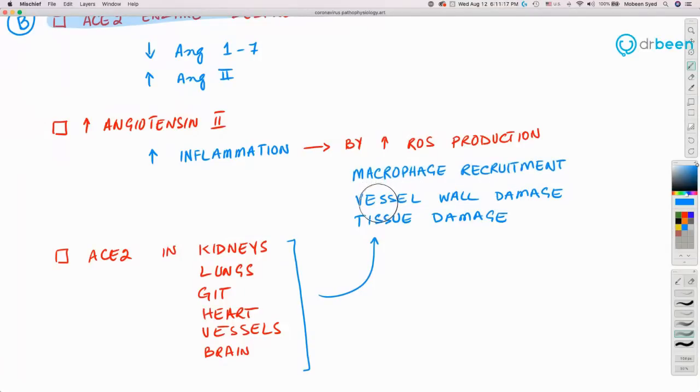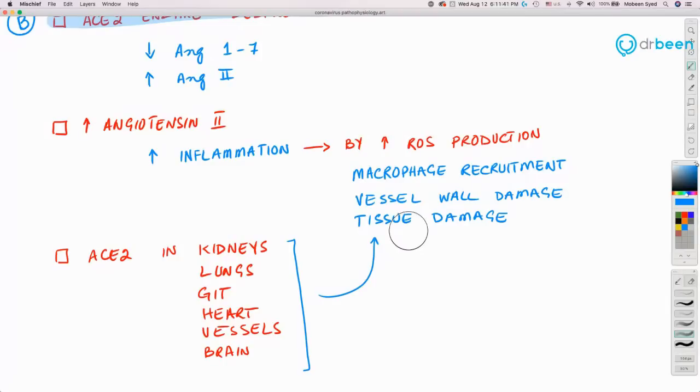In that process, because the angiotensin 2 is running around in the blood vessels, it will have a better chance to attack the blood vessel cells. So the vessel wall damage would occur first. This is that hypercoagulability state issue. And of course, now we have damage. So this is the second category of the damage.